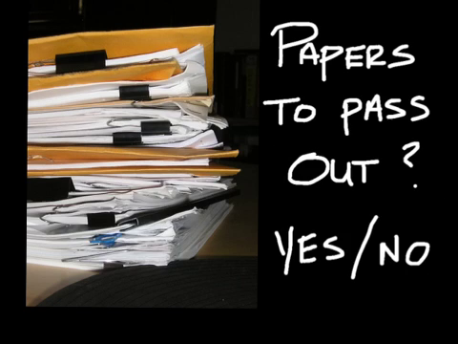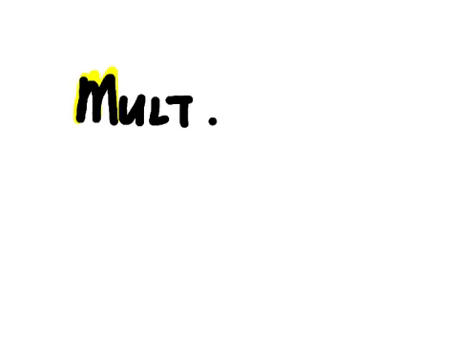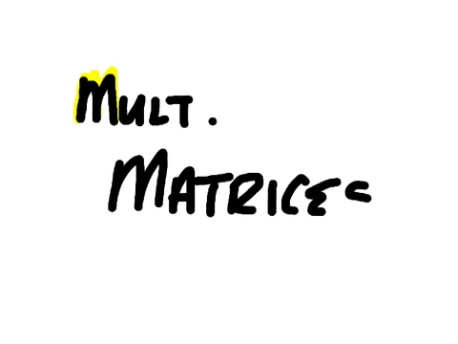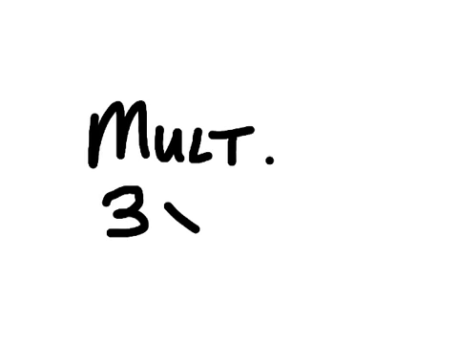Papers to pass out. Today the objective is the following: to multiply matrices. The specific learning target is multiplying 3 by 3 matrices.